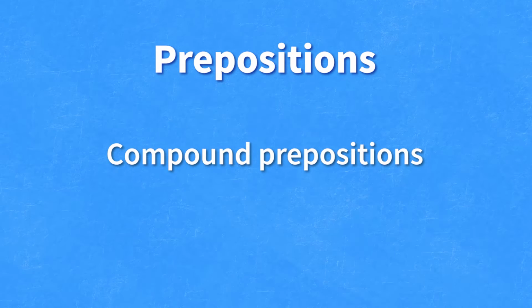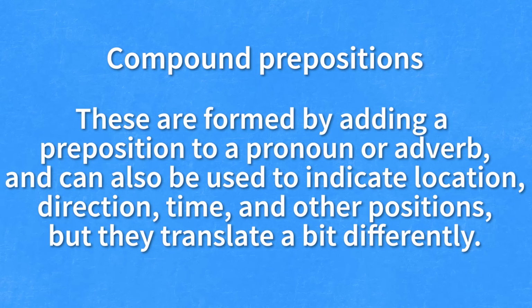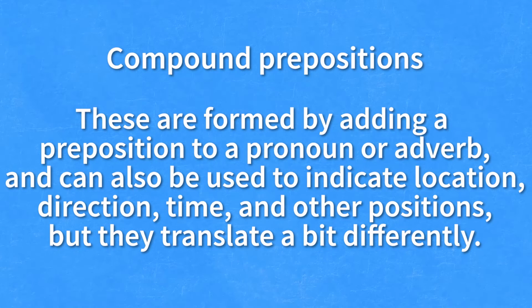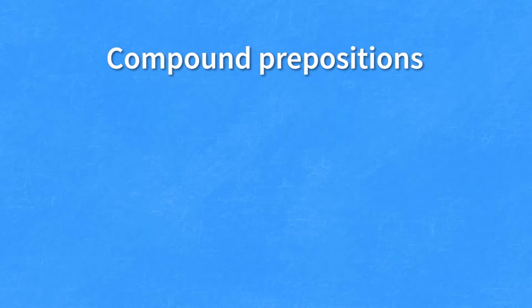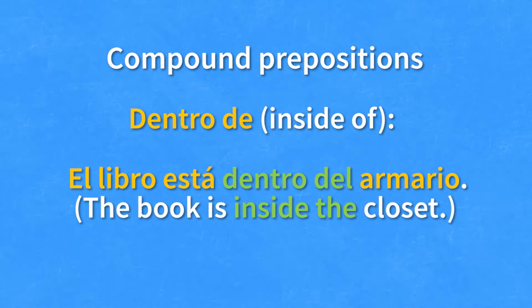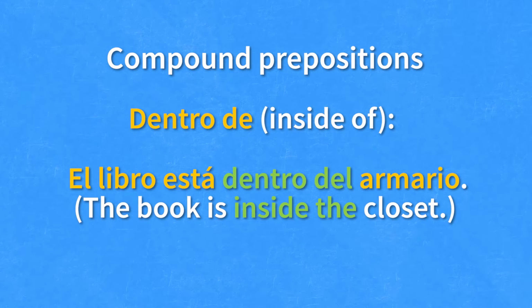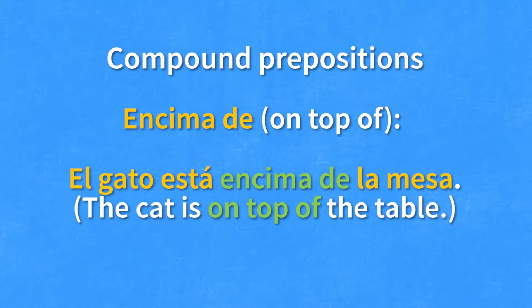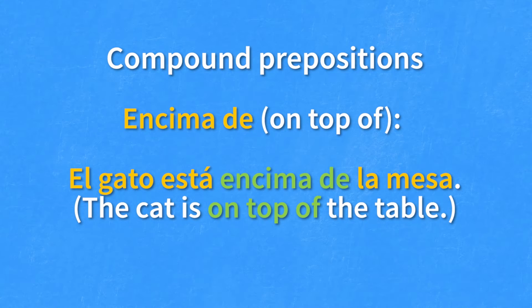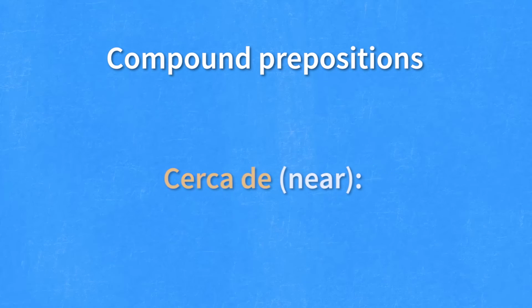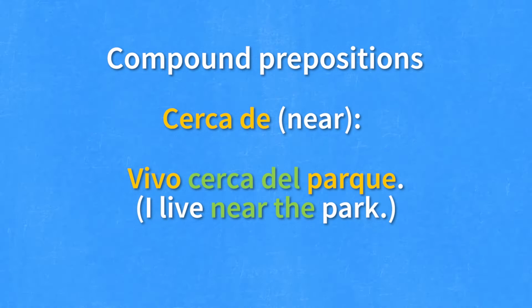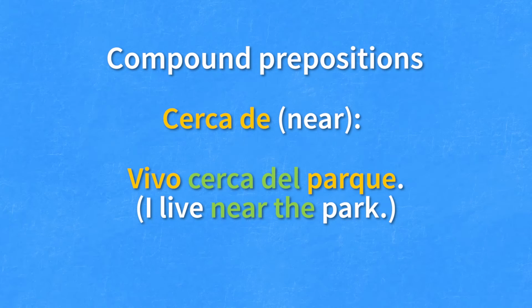Last but not least, we have compound prepositions. These are formed by adding a preposition to a pronoun or adverb, and they can also be used to indicate location, direction, time, and other positions, but they translate a bit differently. For example, dentro de. El libro está dentro del armario. The book is inside the closet. Encima de. El gato está encima de la mesa. The cat is on top of the table. Cerca de. Vivo cerca del parque. I live near the park.